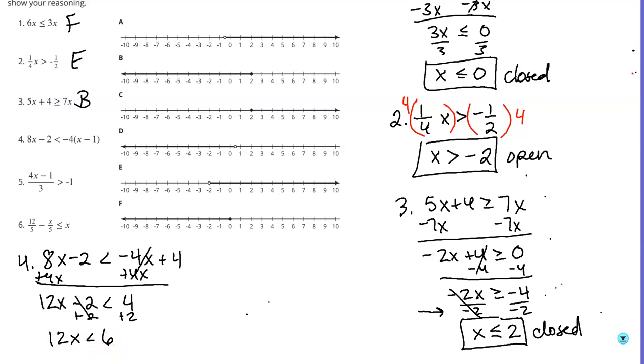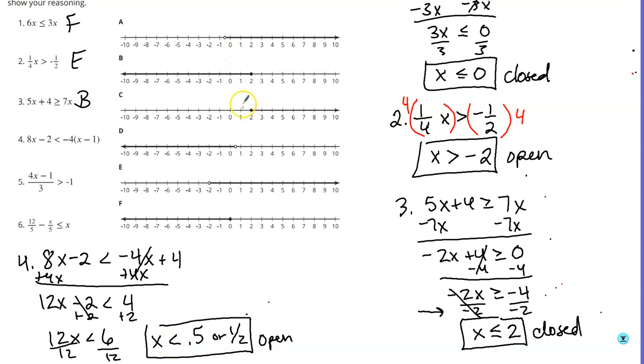The last thing I need to do is divide by what? 12. Now that 12 is not negative, so I don't flip it. And I could reduce this fraction. This 6 over 12 reduces to 0.5 or 1/2. So I need to look for the graph that matches with being less than. Should this be open or closed? This is not or equal to, which means this should be an open circle on 1/2. And then it should be everything less. This one has an open circle at 1/2 and it's everything less. So this should be D.